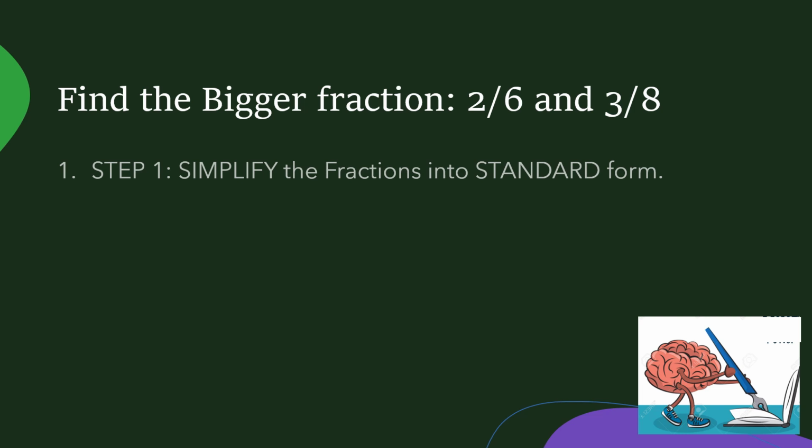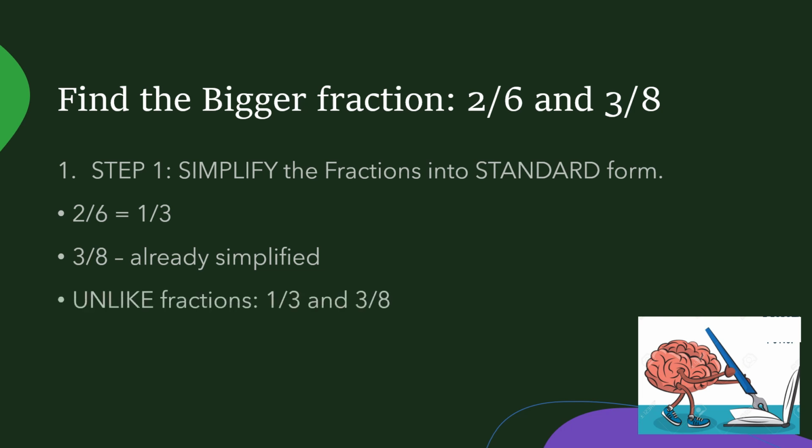What is the first step? Simplify the fractions into standard form. 2 by 6, we divide both the numerator and denominator by 2. It becomes 1 by 3. 3 by 8, it is already simplified. We cannot make it any smaller. So, the unlike fractions that we are comparing now are 1 by 3 and 3 by 8.